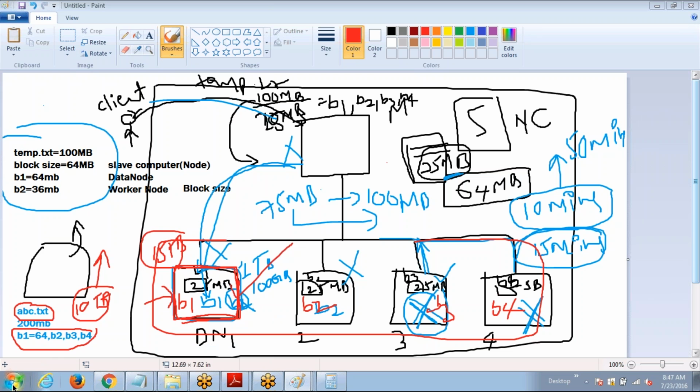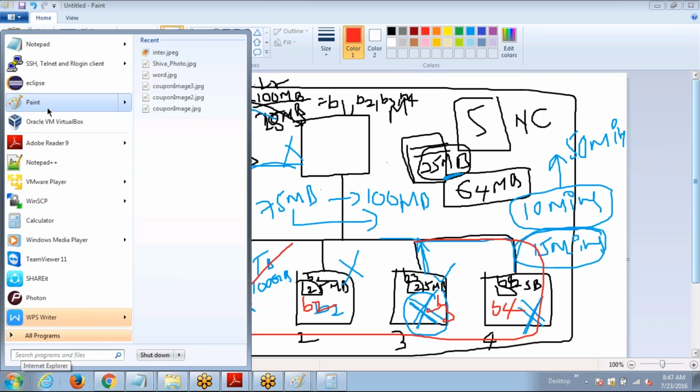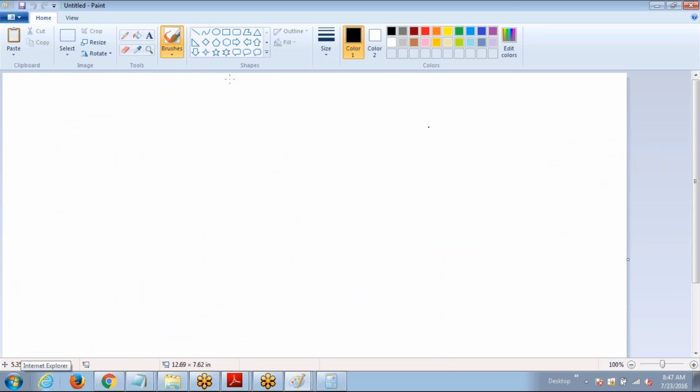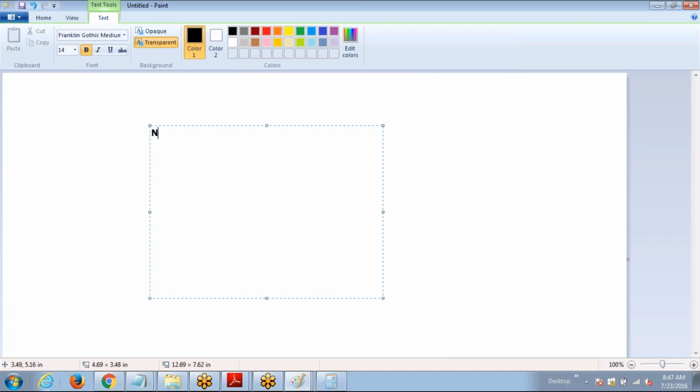Okay, so let's go on and discuss our daemons. We have a total of 5 daemons that will be running in our Hadoop cluster. Let's start with data node, name node, secondary name node, job tracker, and task tracker. Just don't get confused about what all this means. We are going to discuss it very thoroughly. So let's discuss one by one.